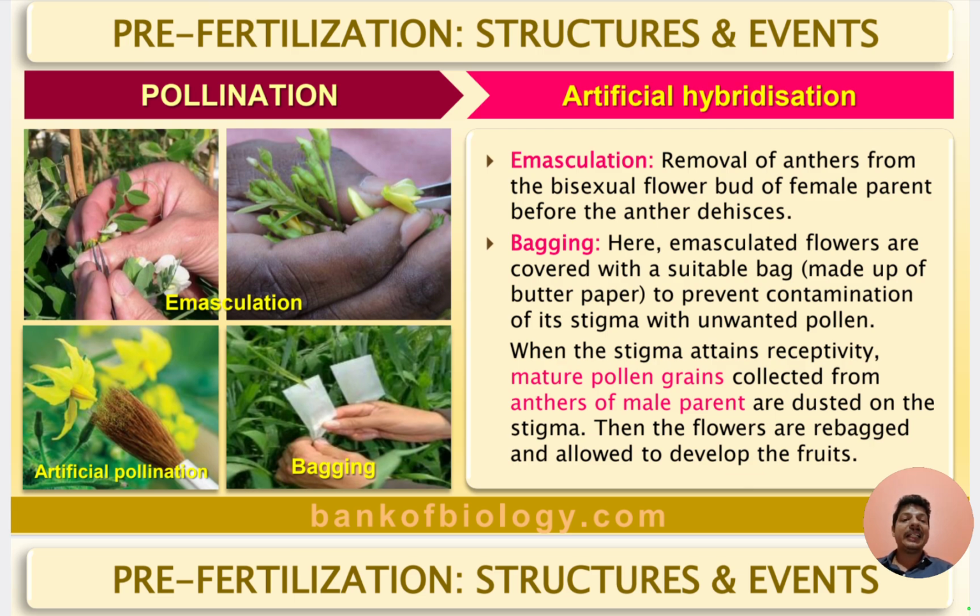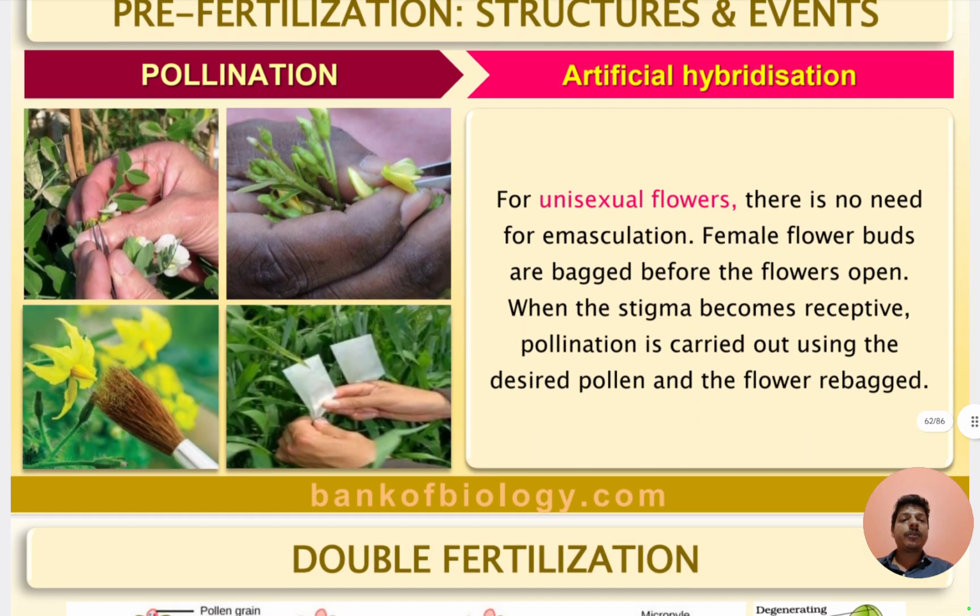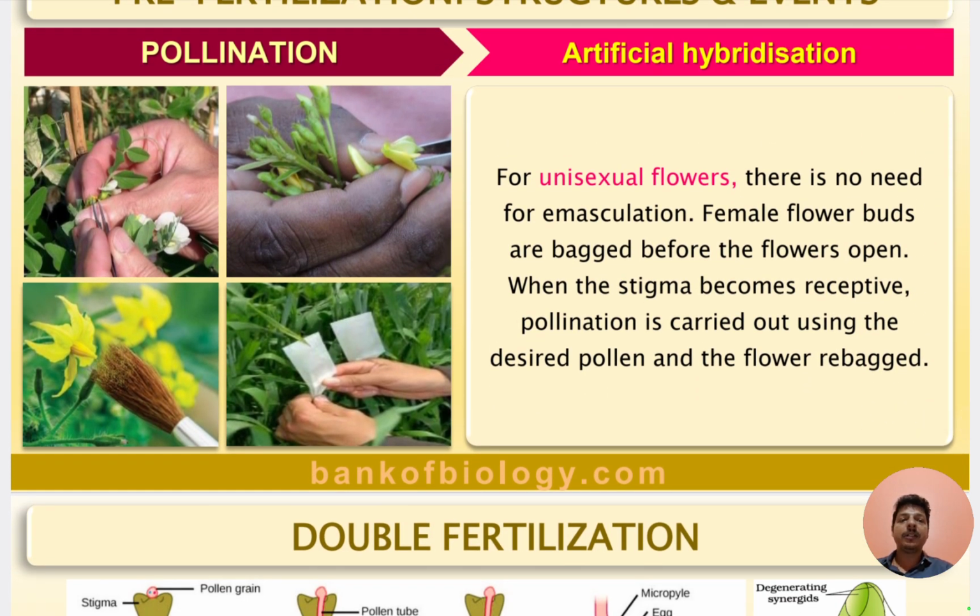When the stigma attains receptivity, mature pollen grains collected from the anthers of the male parent are dusted on the stigma. Then the flowers are rebagged and allowed to develop the fruit. That is called artificial hybridization. For unisexual flowers, there is no need for emasculation. Female flower buds are bagged before the flower opens. When the stigma becomes receptive, pollination is carried out using the desired pollen and the flower is rebagged.